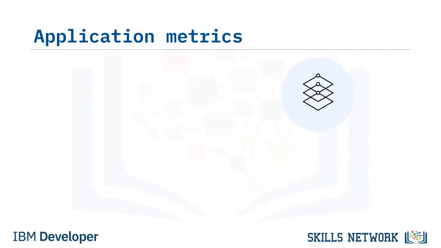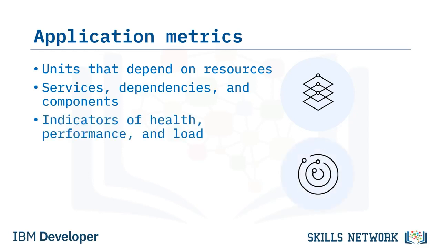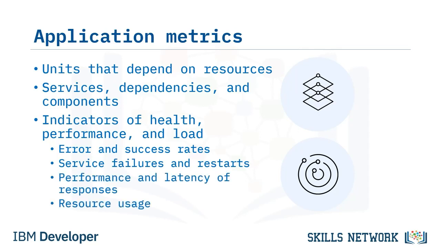Application metrics focus on units of processing or work that depends on resources like services or applications. The specific types of metrics to look at depend on what the service is providing, what dependencies it has, and what other components it interacts with. Metrics at this level indicate an application's health, performance, or load. Indicators to look for include error and success rates, service failures and restarts, performance and latency of responses, and resource usage. These indicators help determine whether an application is functioning correctly and with efficiency.